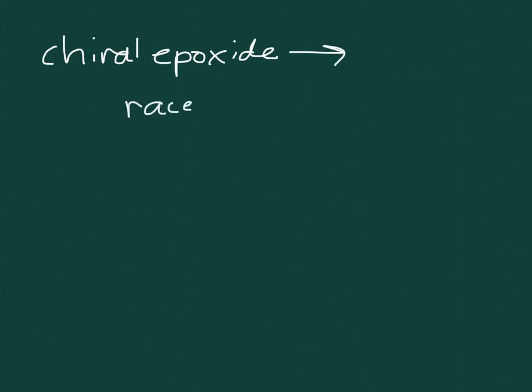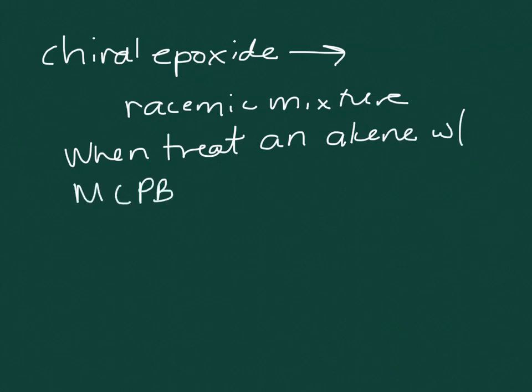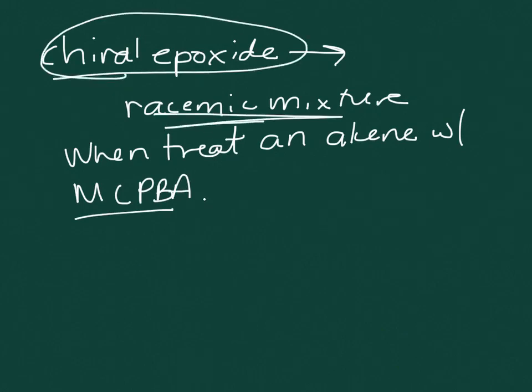When we do these epoxide reactions, if we are making a chiral epoxide, then we will get a racemic mixture when we treat an alkene with MCPBA. Okay, so if the final epoxide is chiral, we'll have a racemic mixture if we use the alkene and peracid method.